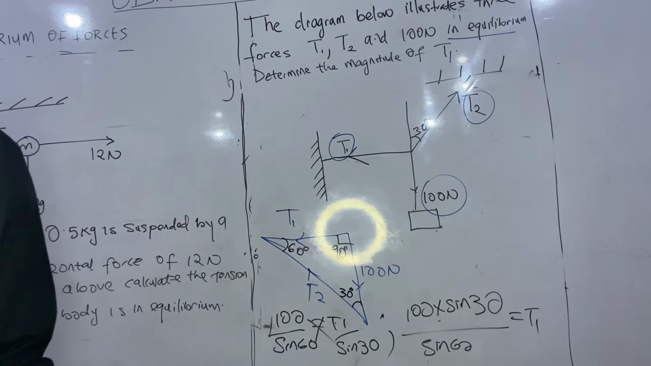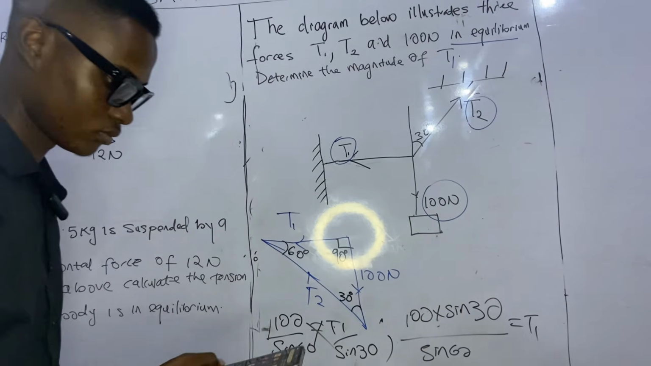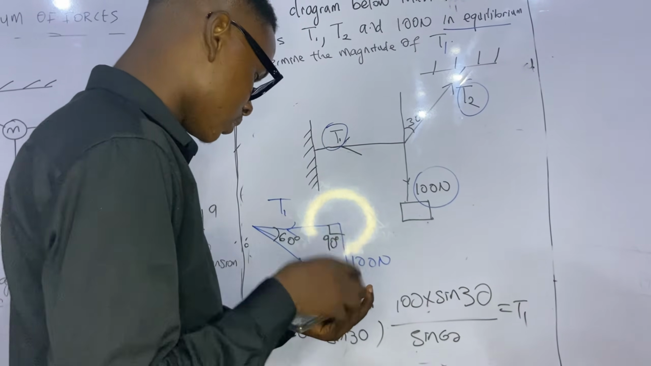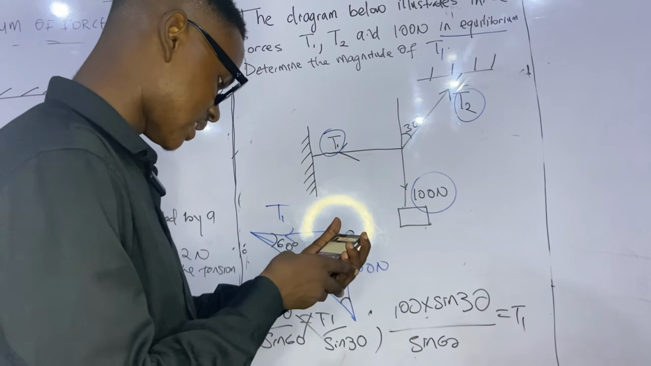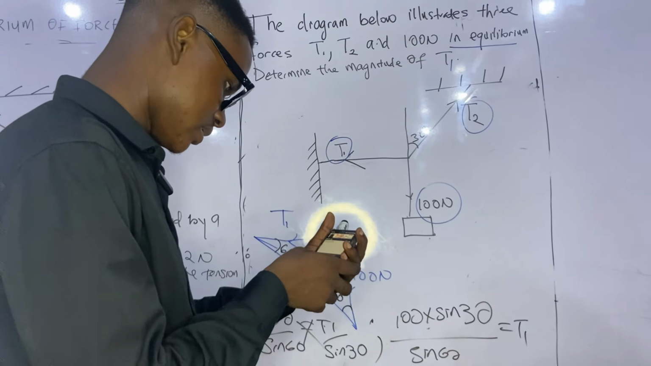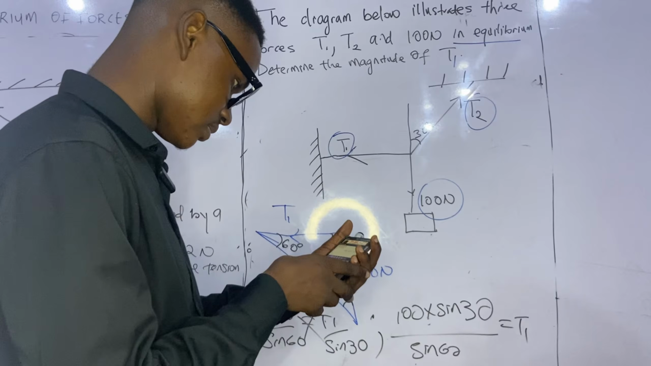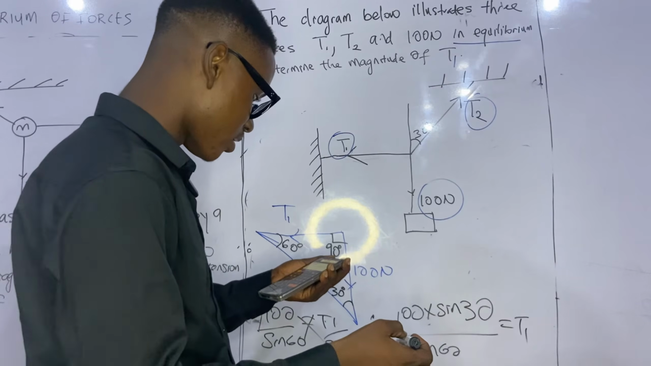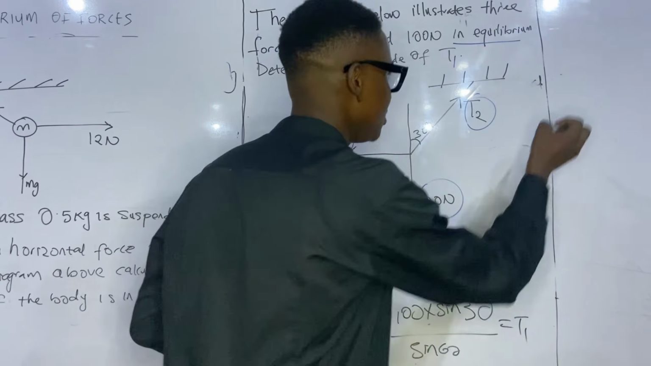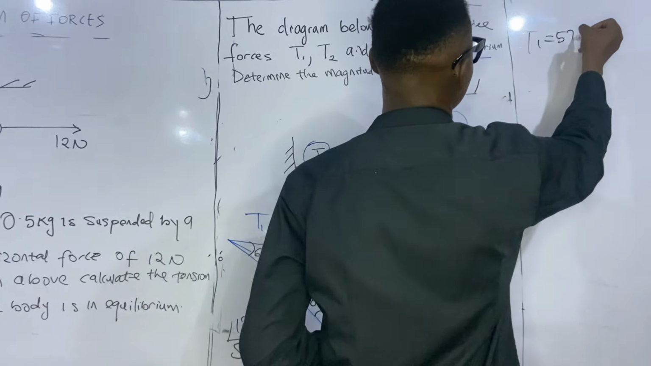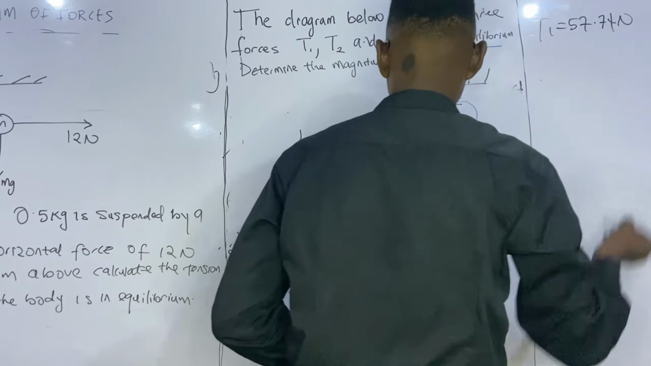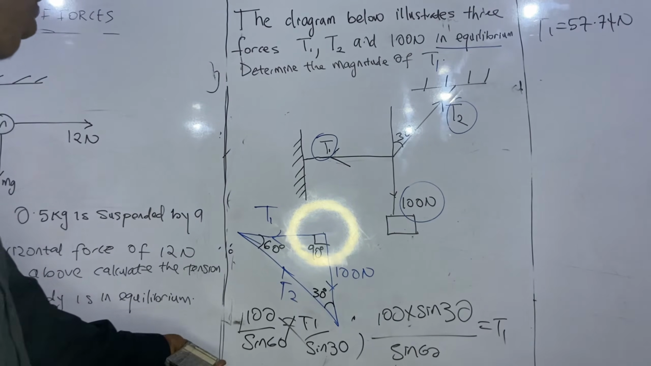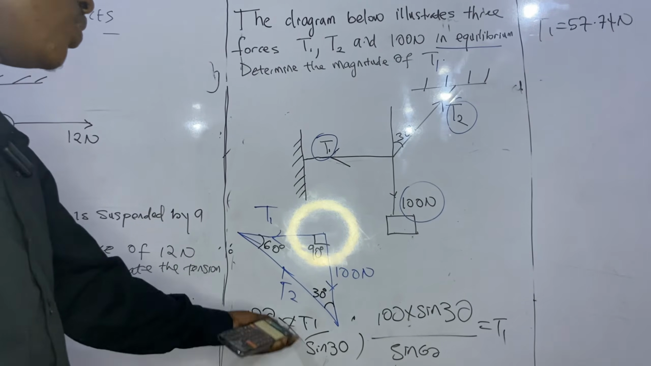So T1 will be 100 times sine 30 divided by sine 60, which gives 57.74. Let me write it here: T1 was 57.74 Newton. So it's that simple. If you are looking for T2, you will go the same way. Just do your T2 divided by sine 90 and you get it.